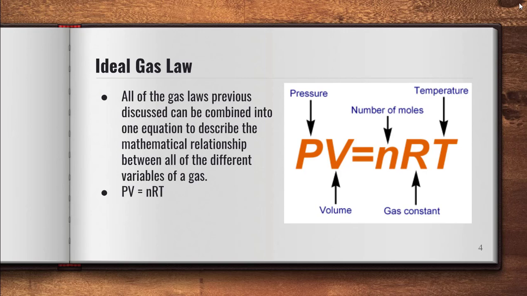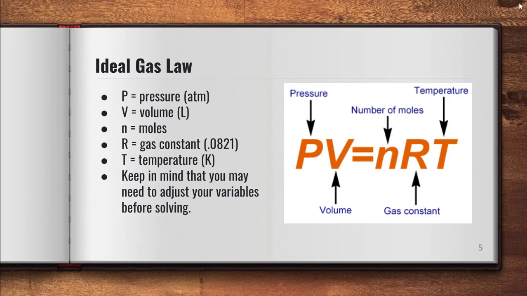Now keep in mind that the gas constant can change depending on what types of variables you use. So we may need to alter some of the variables or use dimensional analysis to get them into the units we want so that we can use the proper R. Again, just a reminder, for example here, P, pressure, is measured in atmospheres, V, volume, in liters, N is moles, R is the gas constant, and for the variables listed here, the gas constant is 0.0821, and T is the temperature in Kelvin.